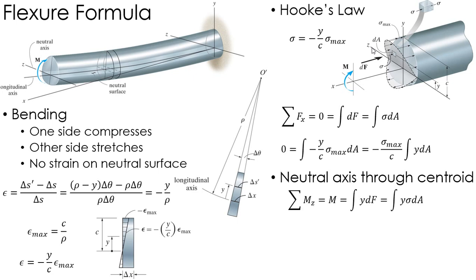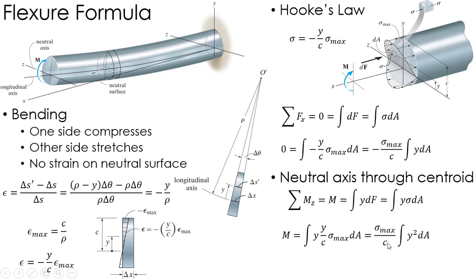Okay. Now, in order to figure out exactly what that stress is, I'm going to sum my moments. Okay. And the moment that I have here is this applied moment. That's what I've got going on here. So what I'm going to do is take my y distance times dF, right? That's a moment arm times a force. Okay. And of course, dF, just like before, equaled sigma dA. And going through similar things, plugging in for sigma, y over c times sigma max.